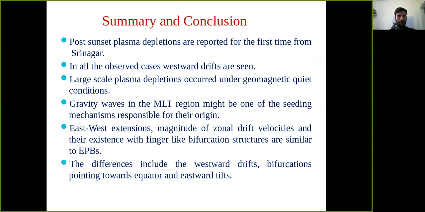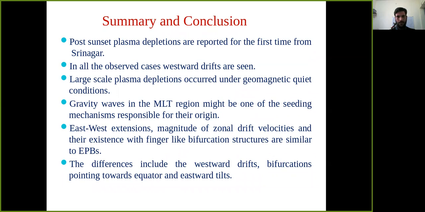The post-sunset plasma depletions are reported for the first time from Srinagar. In all the observed cases, we see westward drifts. The large-scale plasma depletions occurred under geomagnetic quiet conditions. The gravity waves in the MLT region might be one of the seeding mechanisms responsible for their origin. The east-west extensions, magnitude of the zonal drift velocities, and their existence with the finger-like bifurcation structures are similar to that of the equatorial plasma bubbles.